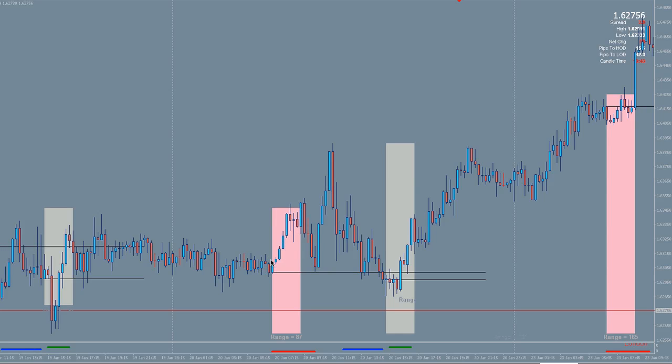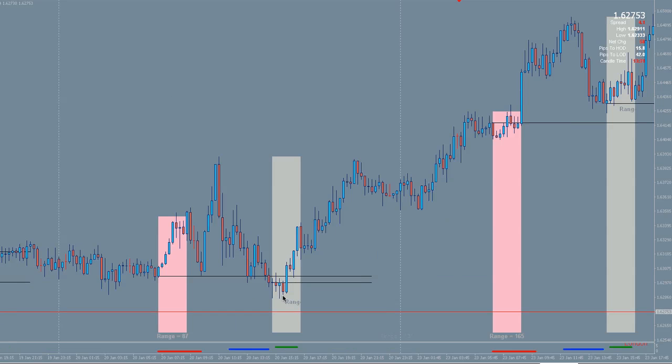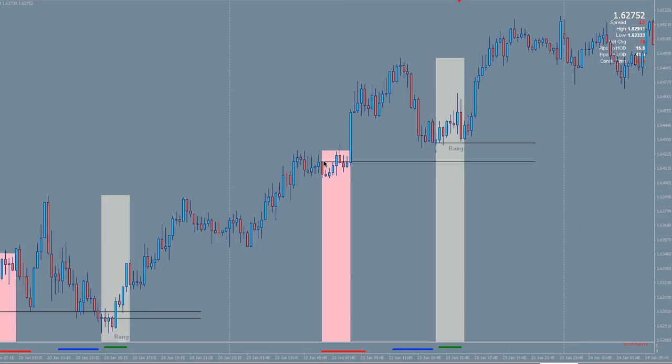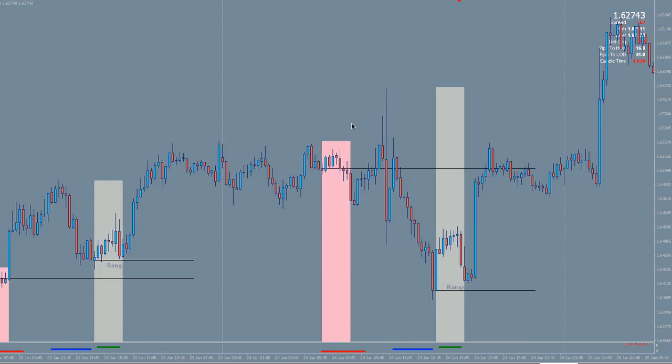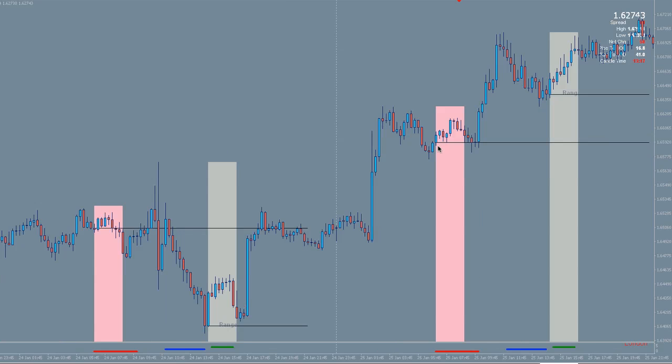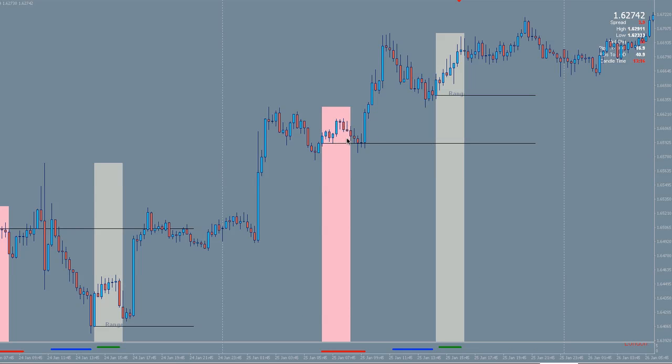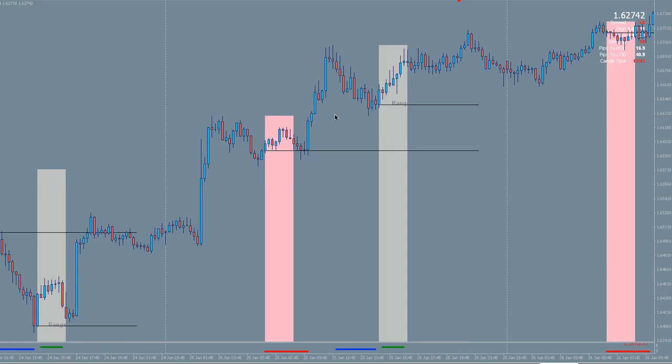You might see this as a Judas swing, but there's no order block to even sell, so I wouldn't sell. A buy accumulating down here. Buy accumulating underneath here. Sell. You'd get pinned out there though. That's nasty. This didn't work. Judas swing in this scenario didn't work.